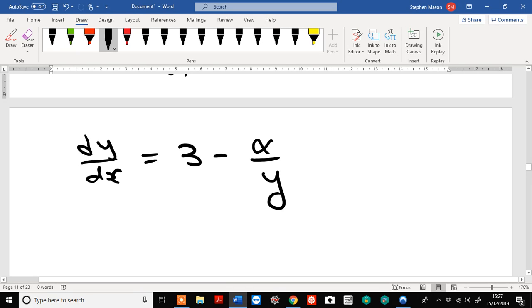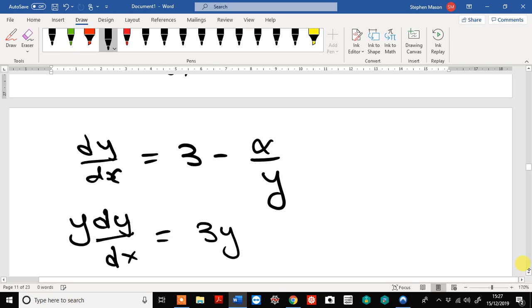Now, what we can do here is multiply both sides by y. So you get dy by dx equals 3y minus alpha. Okay.